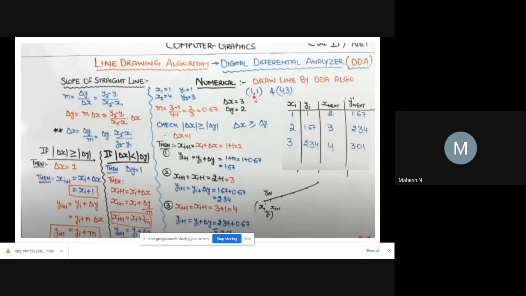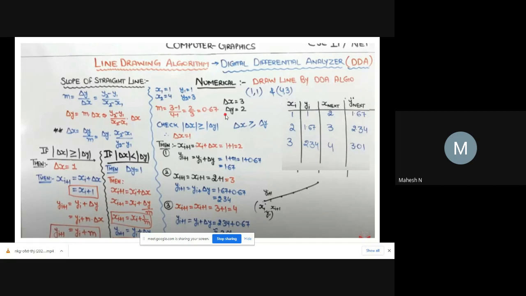The two endpoints are 1 1 and 4 3, where x1 is 1, y1 is 1, x2 is 4, y2 is 3. So first and foremost, we need to find the slope, because based on the slope, that is based on dx and dy values, we will be deciding what our next points are. So the slope m is dy by dx, that is y2 minus y1 divided by x2 minus x1, which turns out to be 0.67.